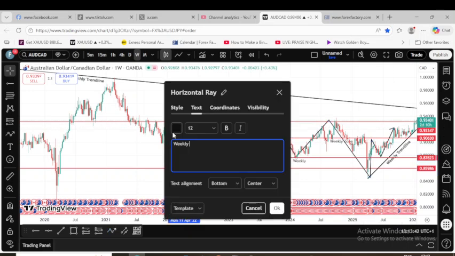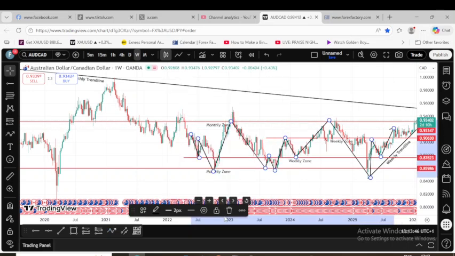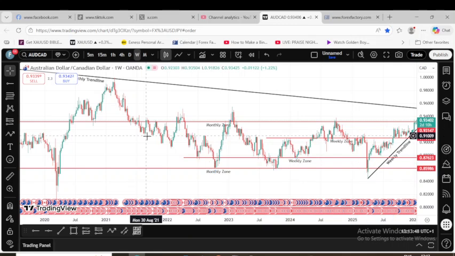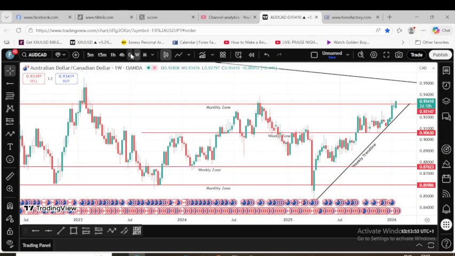But at the same time, that's actually an attribute of Australian dollar, Canadian dollar. Like I said, it's a very choppy pair. I think I said that before I started recording this. Anyways, it's a very choppy pair.